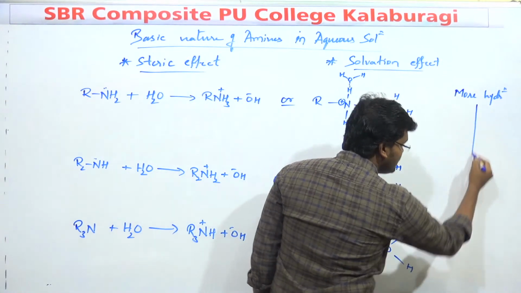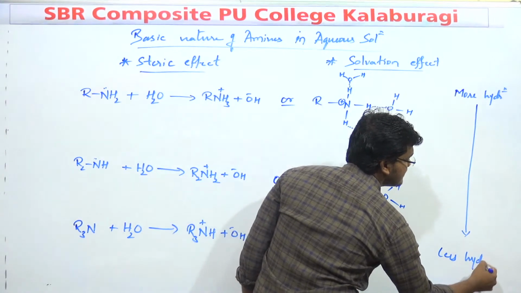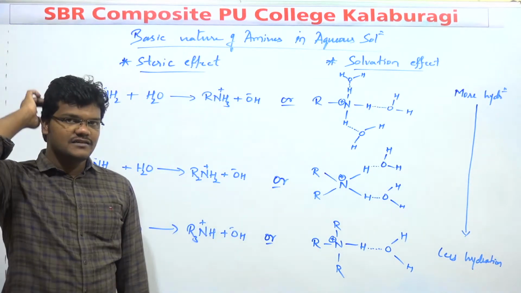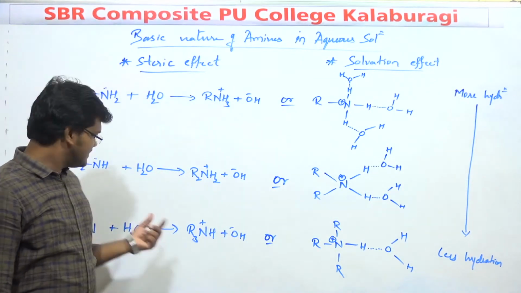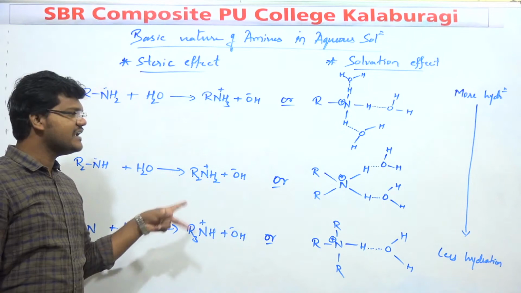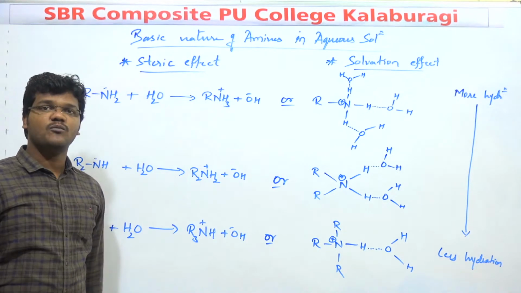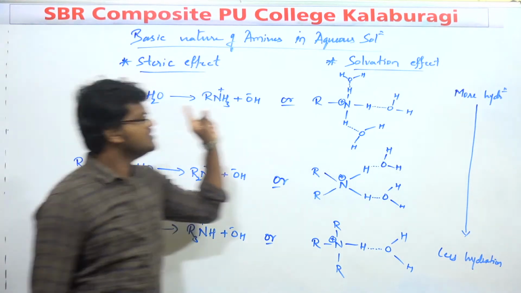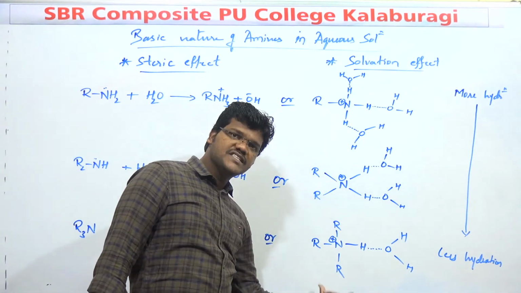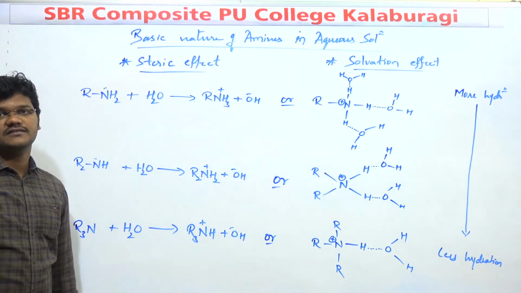As we move down, there is less hydration. So I can say tertiary does not have much tendency to form hydrogen bonds. Secondary has a bit more compared to tertiary, but primary has even more tendency to form hydrogen bonds. So this one is forming 3 hydrogen bonds, which means it is more stable compared to these 2. This is least stable among these. If it is least stable, then it is least basic.